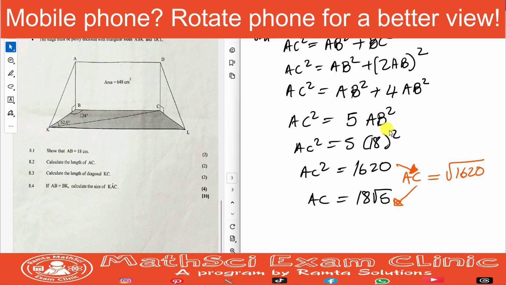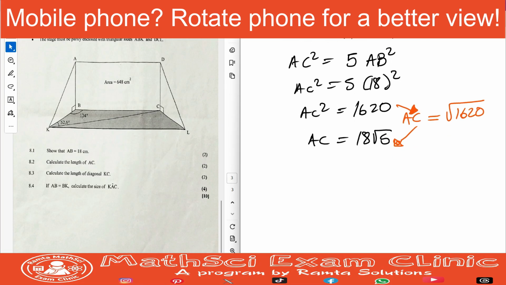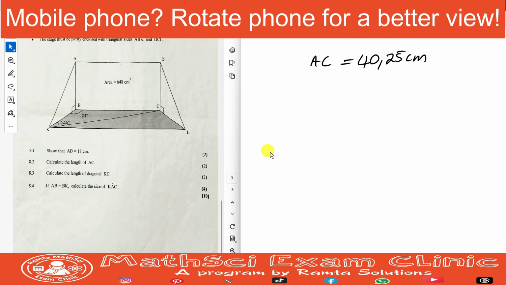Now moving on. By the way, you should write this as a decimal. So we can then say AC is 40,25 centimeters. Okay, 18,25 centimeters. All right. Now we go to 8.3. 8.3 says, calculate the length of diagonal KC. Diagonal KC, where is it? It is this one here.